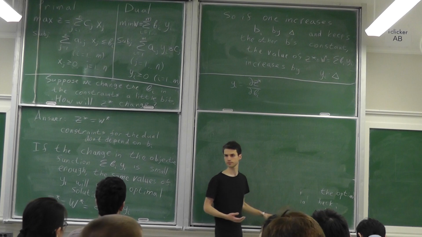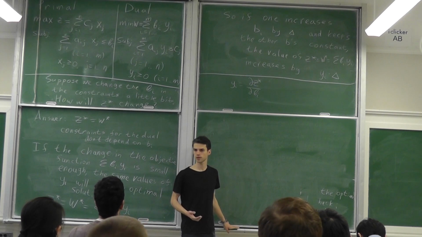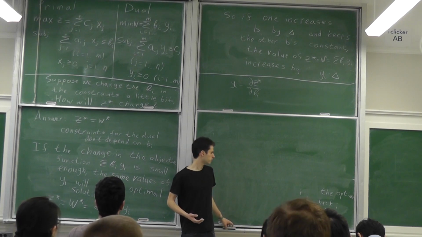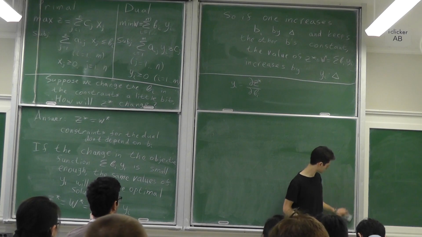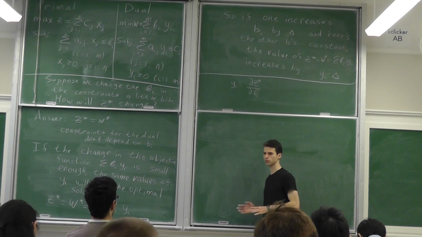So I'm still not sure about the part where it says small enough. Like, how do we know if it's small enough? Like, when the objective function changes, how do we know that the optimal solution would not change?